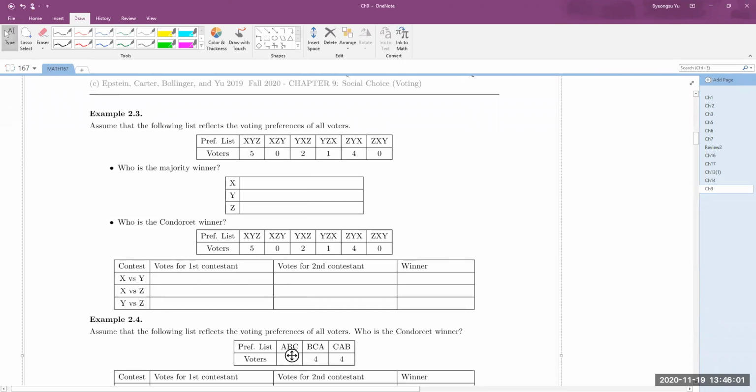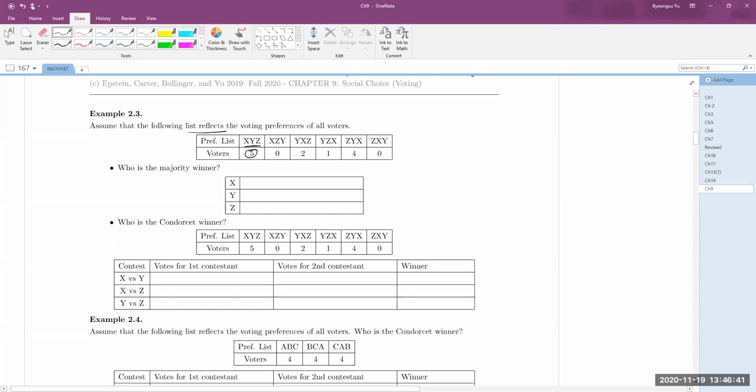So see example 2.3. Assume that the following list reflects the voting preferences of all voters. Here, the preference list X, Y, Z means that X is preferred to Y, and Y is preferred to Z. The voters who vote for this preference list X, Y, Z prefer X to Y, and also prefer Y to Z, so definitely they prefer X to Z, right? And there are 5 such voters here.